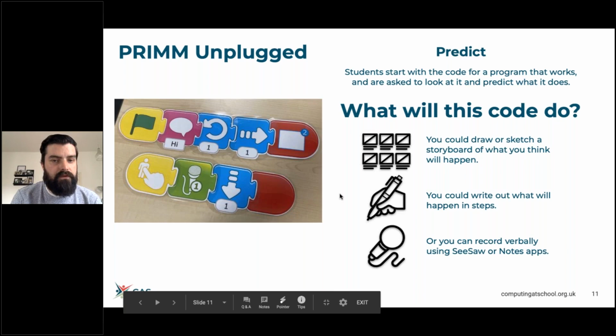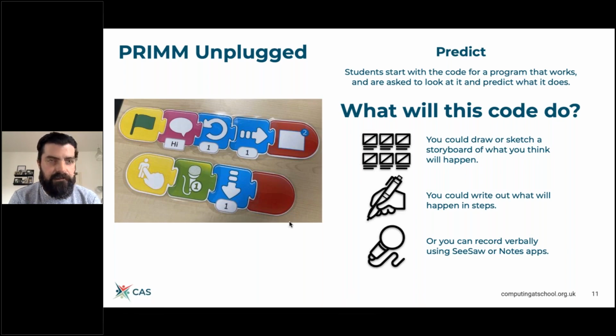So I would show them this on the screen. Depending on the levels of ability within your class, or if you've got any children who are SEND, then you can choose how you want to record it. So for example, in Key Stage 1, they've had a lot of success using storyboards. So just giving block storyboards, and the kids could draw what they think's going to happen based on the code.